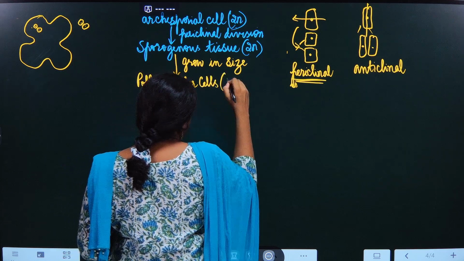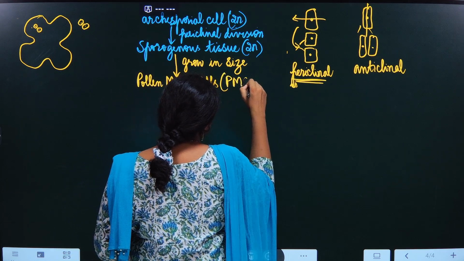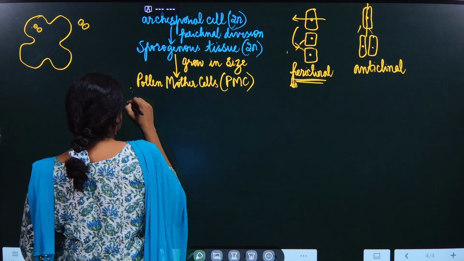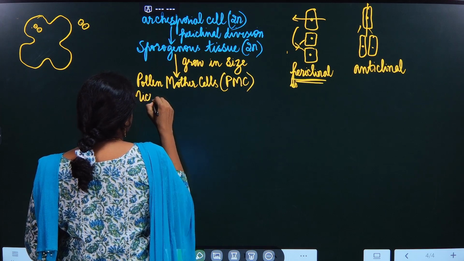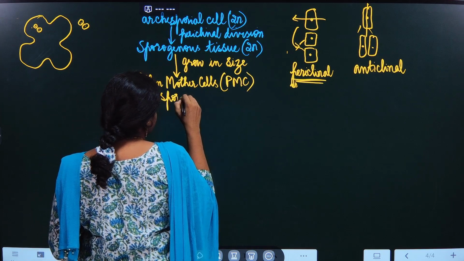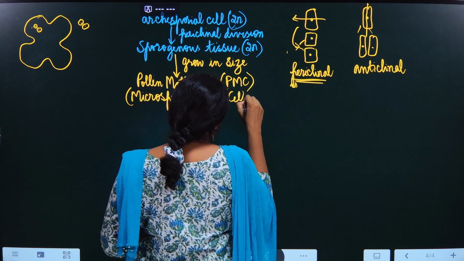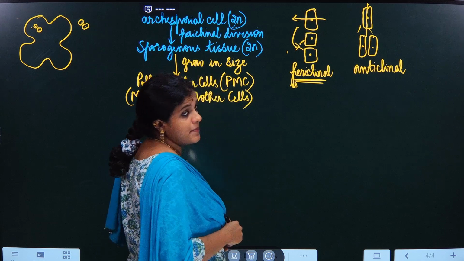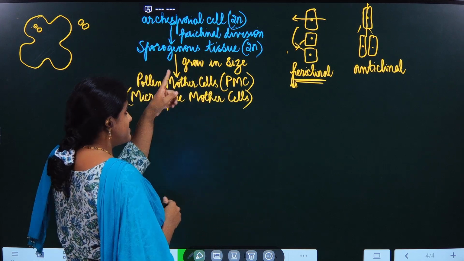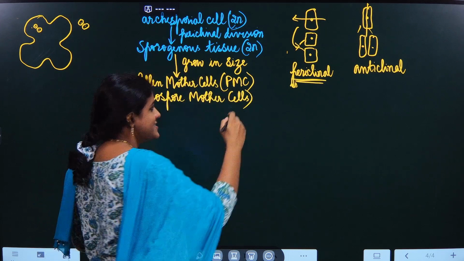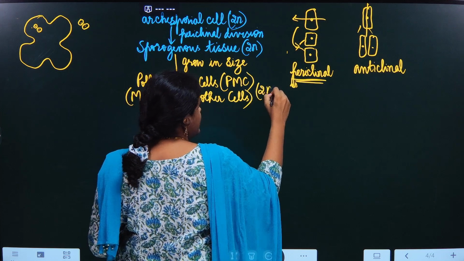which are abbreviated as PMC, or they have another name, that is microspore mother cells. Are they haploid or diploid? They have just grown in size, so definitely they are diploid.